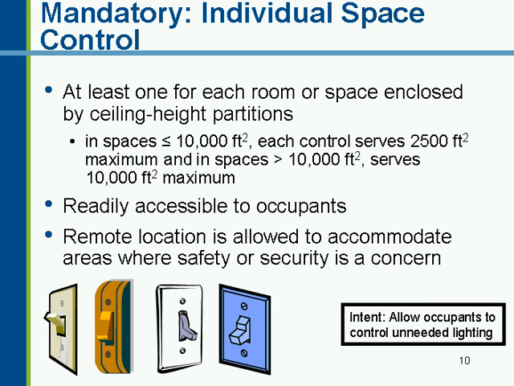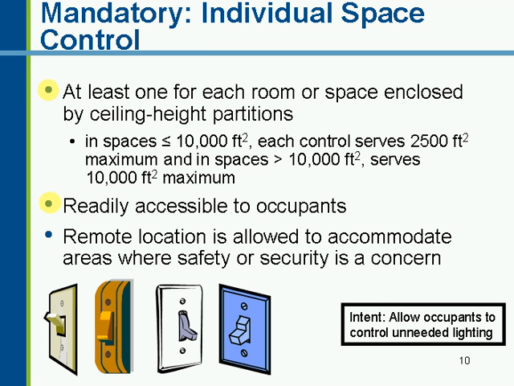Looking at individual space control, the requirement is that for each room or space enclosed by sitting height partitions, you must have at least one control. And there are limits to how much lighting each of those can control. In spaces that are less than 10,000 square feet, each control must serve only 2,500 square feet, again to provide some flexibility. If you have larger spaces greater than 10,000 square feet total, each control can serve 10,000 square feet maximum. These controls must be readily accessible to the occupants. The idea, of course, is to allow the occupants a way to turn off lighting if it's not needed.